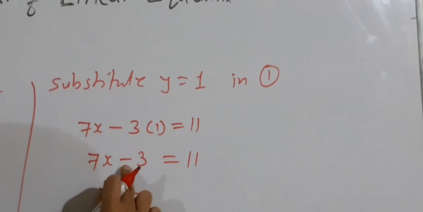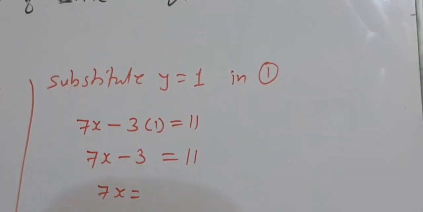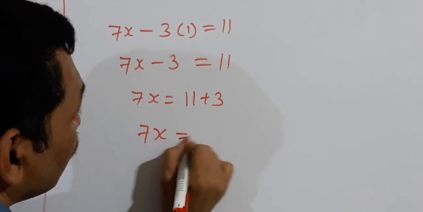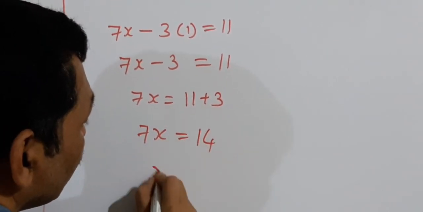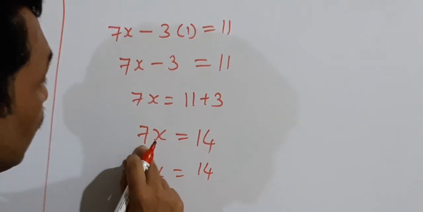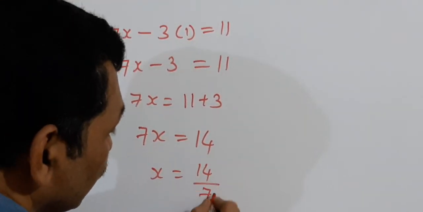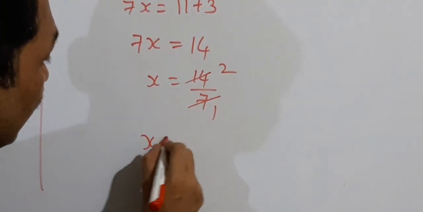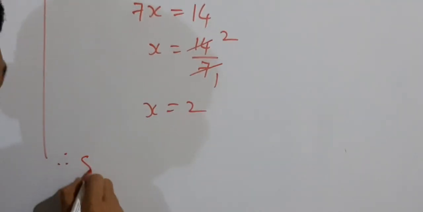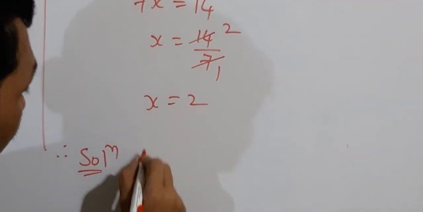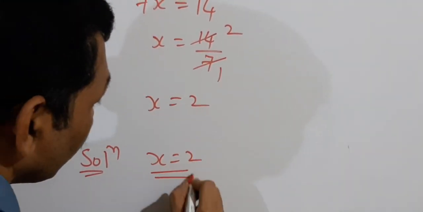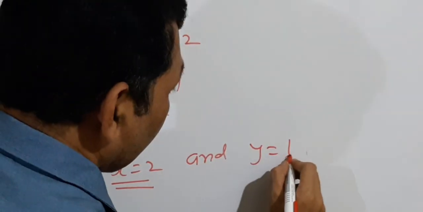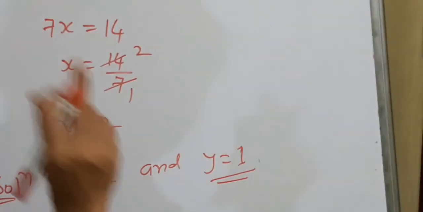7x equal to, this minus 3 goes to other side as plus 3. So 11 plus 3, and therefore 7x equal to 11 plus 3 is 14. And therefore x is equal to 14 by 7. This 7 is multiplication. When it goes to other side becomes division. So 7 1s are 7, 7 2s are 14, and therefore x is equal to 2. And therefore solution is x is equal to 2 and y is equal to 1. Always while writing solution we have to write value of x first.